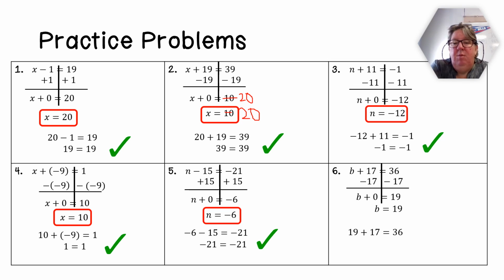Excuse me. We plug that back into our original equation. 19 plus 17, we simplify, and we get 36 equals 36, which is true. So b equals 19 is the solution.